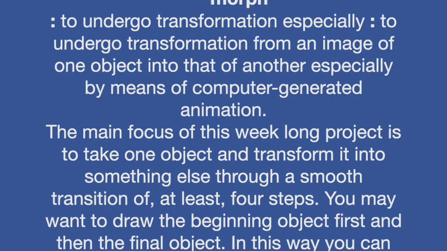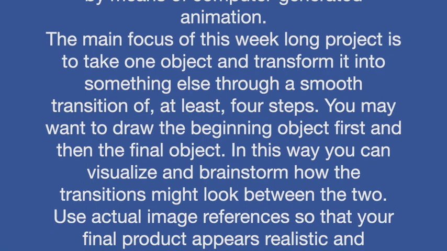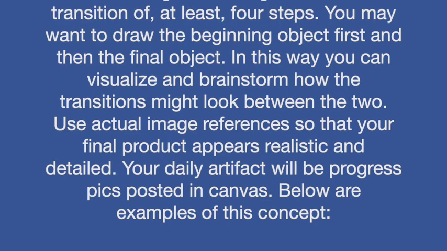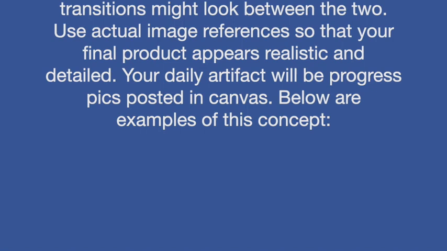The main focus of this week-long project is to take one object and transform it into something else through a smooth transition, at least through four steps. In this way, you can visualize and brainstorm how the transition might look between the two. Your daily artifact will be progress pics posted in Canvas.